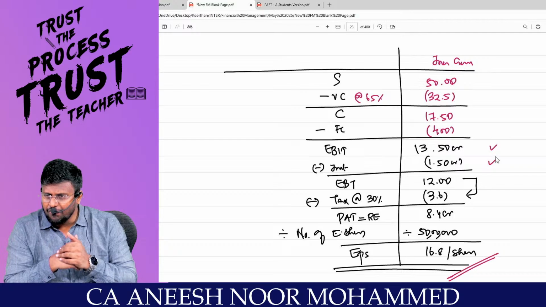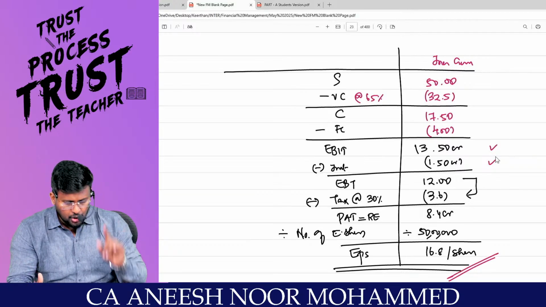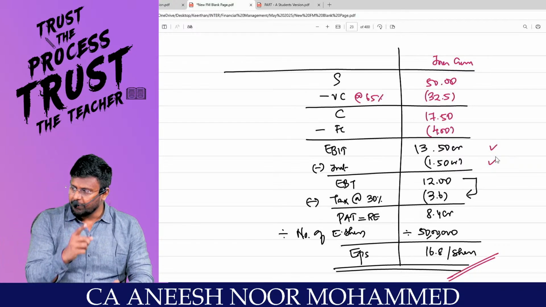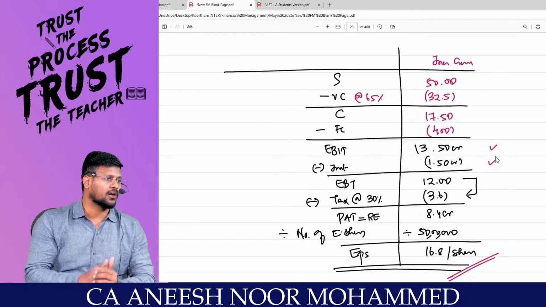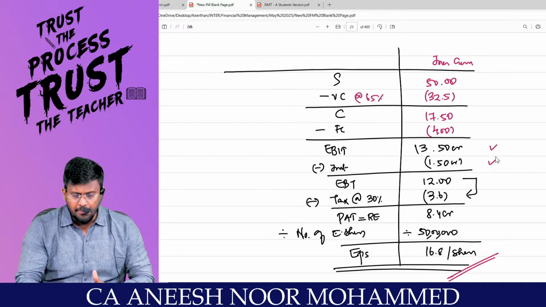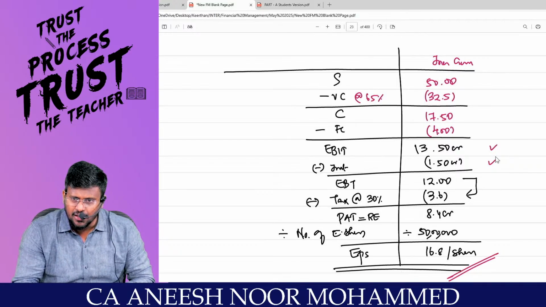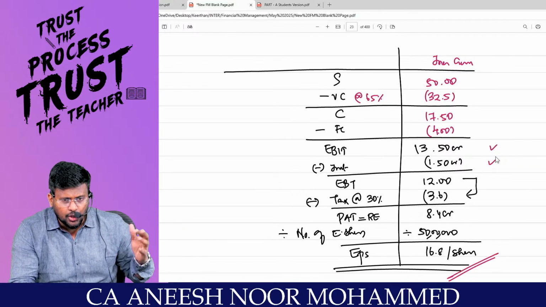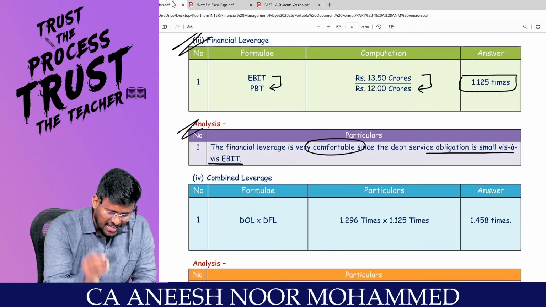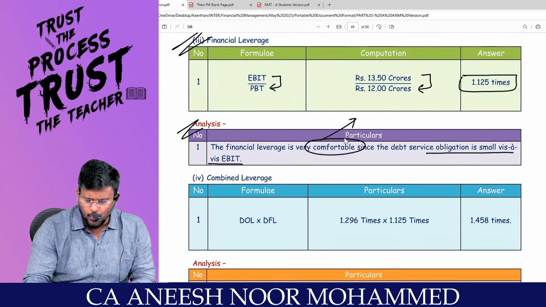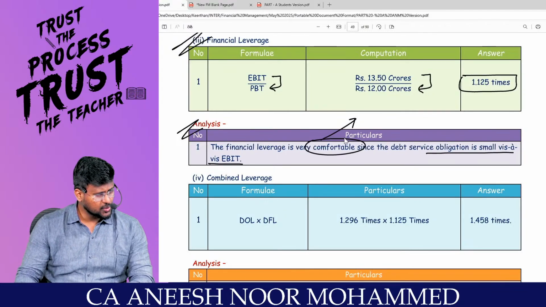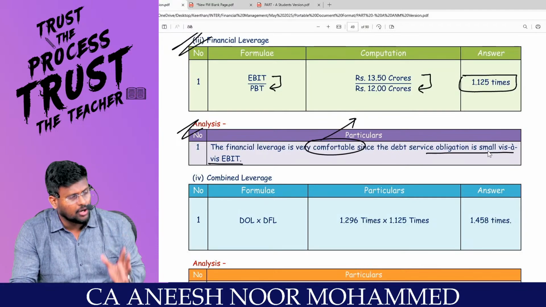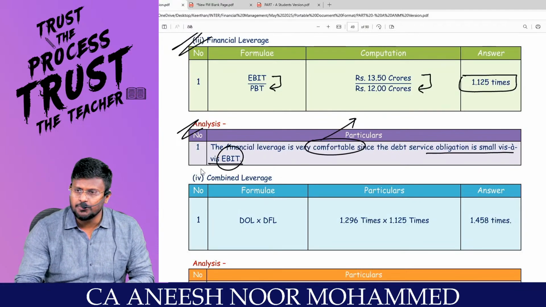So this company is in a very safe position, because it has only a little interest compared to the EBIT it is earning. For example, if the same company is earning only 1 crore, and has an interest liability of 1.5 crore, will it be good for the company? No. That's what this analysis is saying. The financial leverage is very comfortable, since the debt service obligation is small as compared to the earnings before interest and tax.